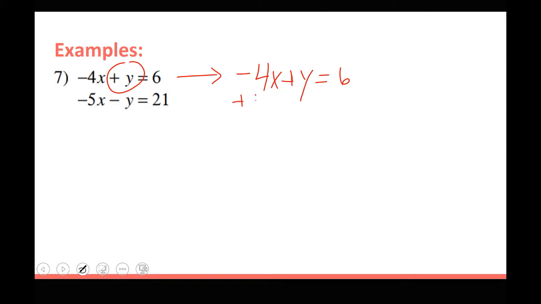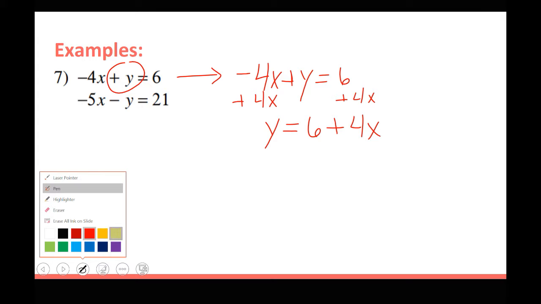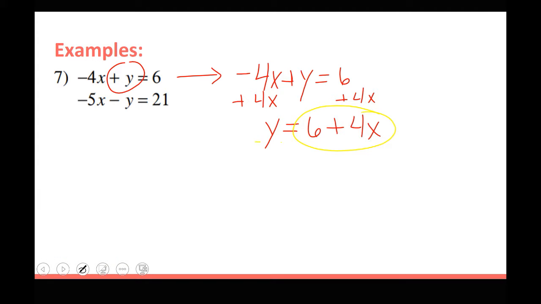Okay, if I just add 4x to both sides of my equation, I get y equals 6 plus 4x. They're not like terms, you can't put them together. But now we have a substitute for y. Okay, so that means that I'm going to change this y to 6 plus 4x.